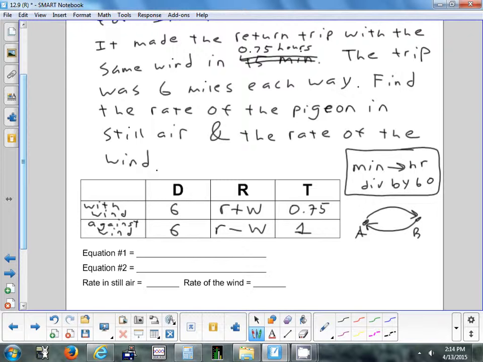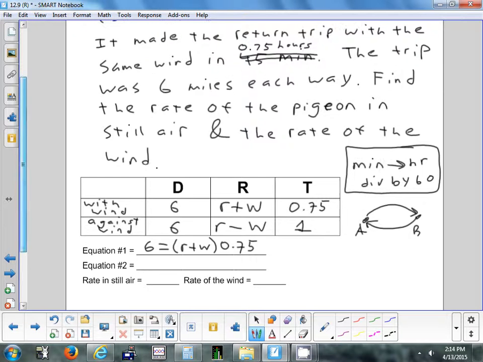Now, what is equation one? What's my distance for equation one? 6. Six equals. What's my rate for equation one? R plus W. And what do you want to do whenever you have plus or minus something? Put it in parentheses. So parentheses R plus W, and 0.75 goes on the outside. Now we might have to distribute. We'll worry about that in a second.